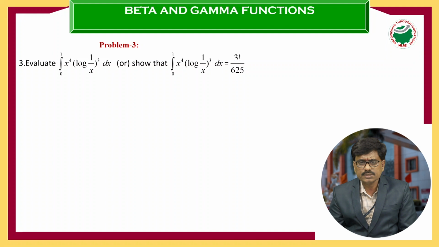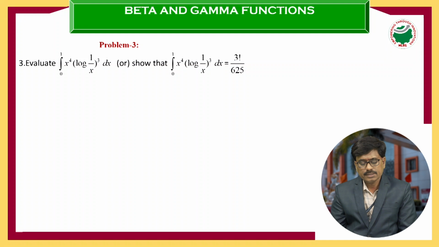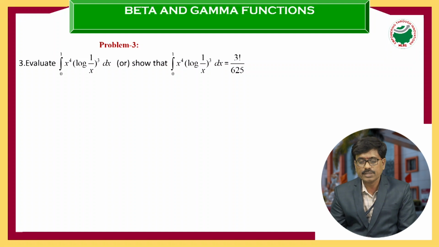Here, the previous function involved an exponential function. Now we are including a logarithmic function. This is also a first kind of improper integral. See here in this example, evaluate the integral 0 to 1 x power 4 log of 1 by x into x cube dx. We need to evaluate this and show that it is 3 factorial by 625.